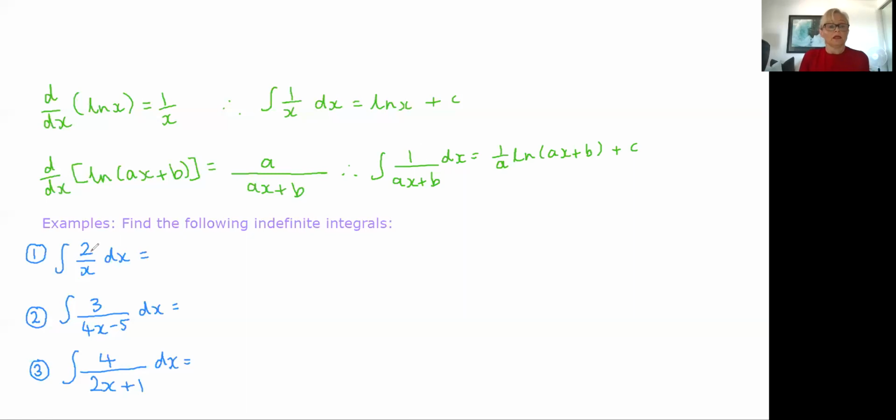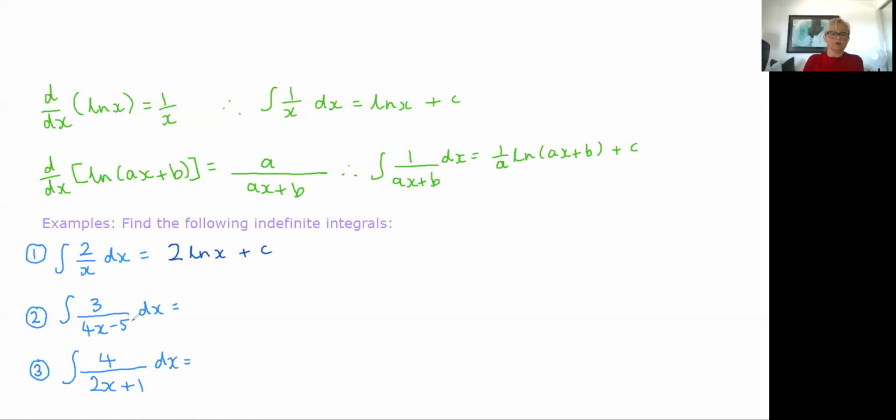Integral of 2 over x dx. This one's quite nice and easy. It's just going to be twice natural log x. The integral of 1 over x with respect to x is natural log, so the integral of 2 over x is 2 natural log x.